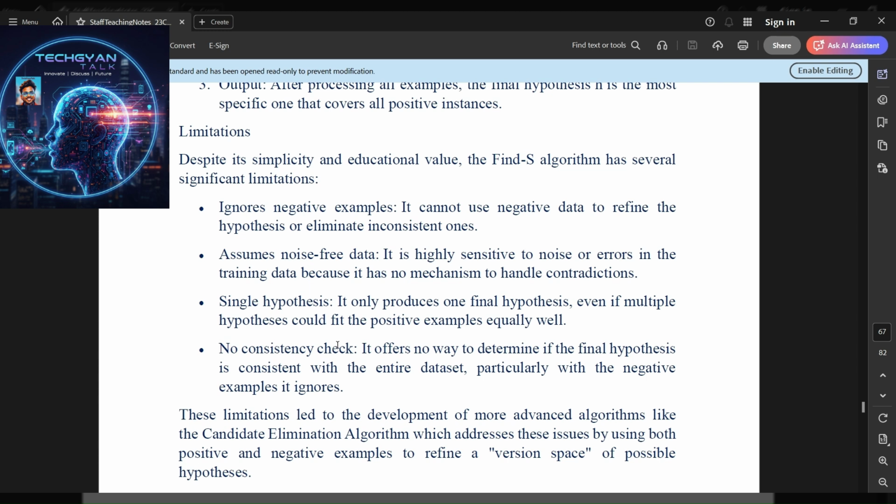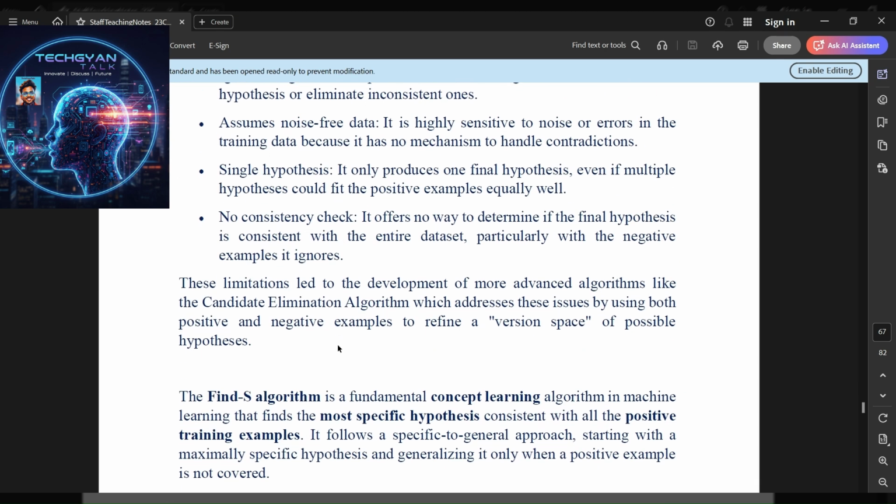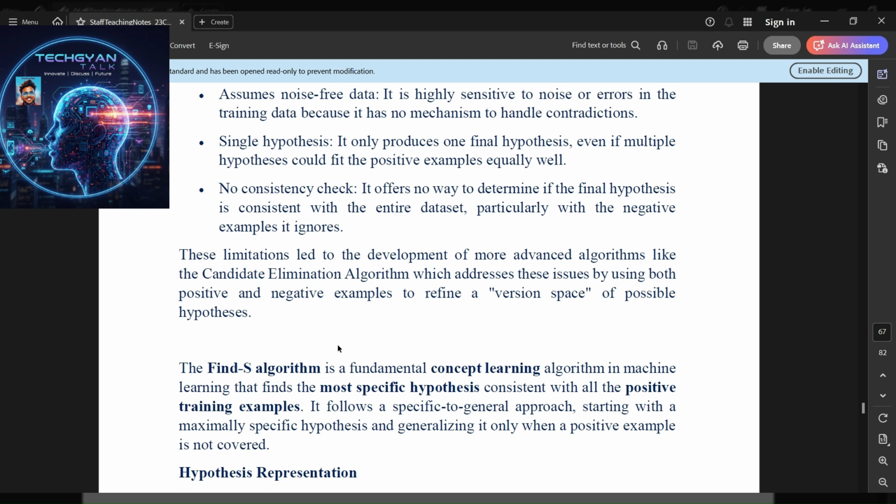No consistency check. It offers no way to determine if the final hypothesis is consistent with the entire data, particularly with the negative examples it ignores. These limitations led to the development of more advanced algorithms like the candidate elimination algorithm, which addresses these issues by using both positive and negative examples to define a version space of the possible hypotheses, which we will see later.